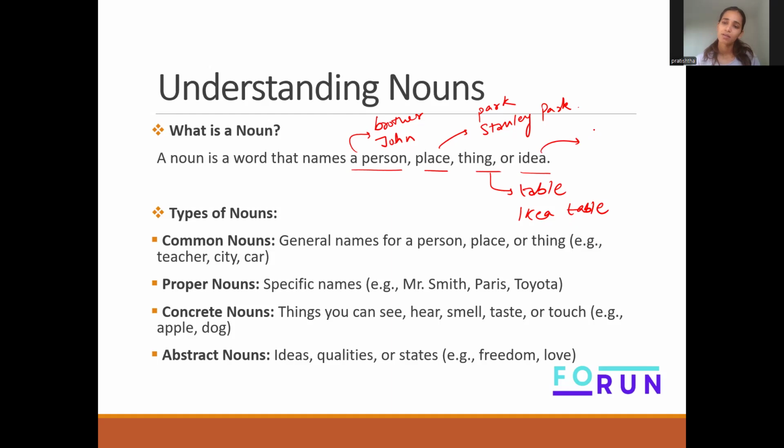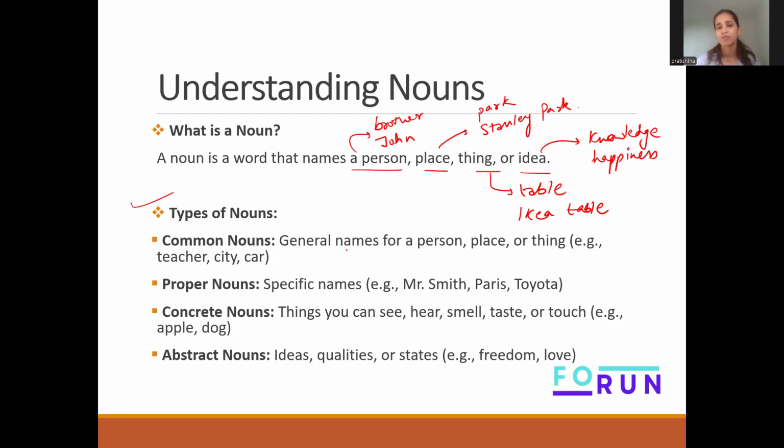So for example, let me think. It could be knowledge, because knowledge is essential in your mind too, right? So knowledge, happiness, sadness, anger, etc. Then you have types of nouns. We have done this before, so it would be a great revision.